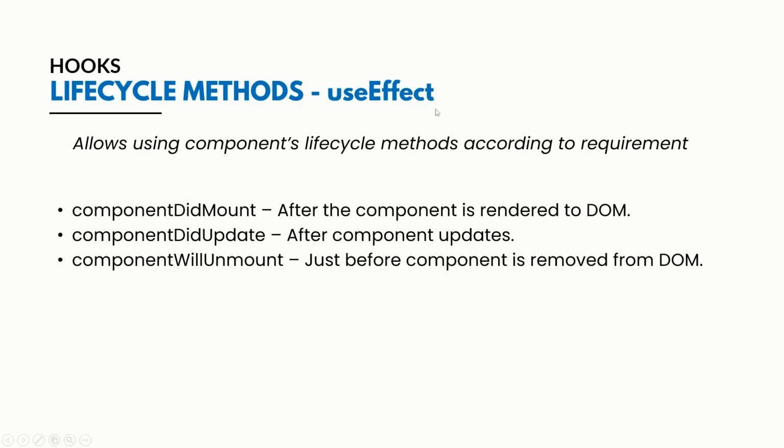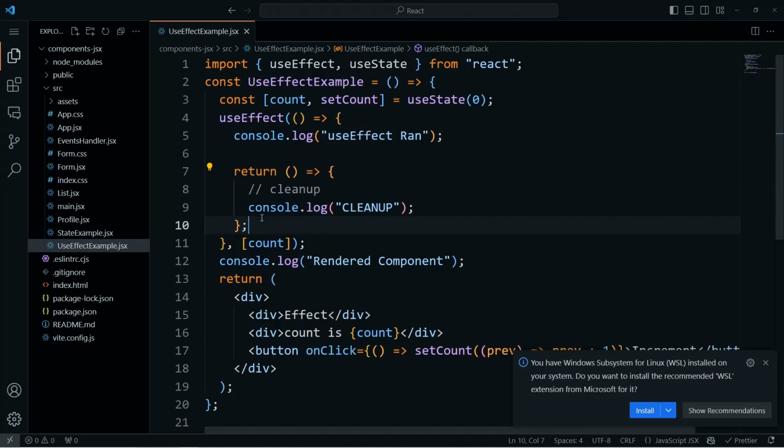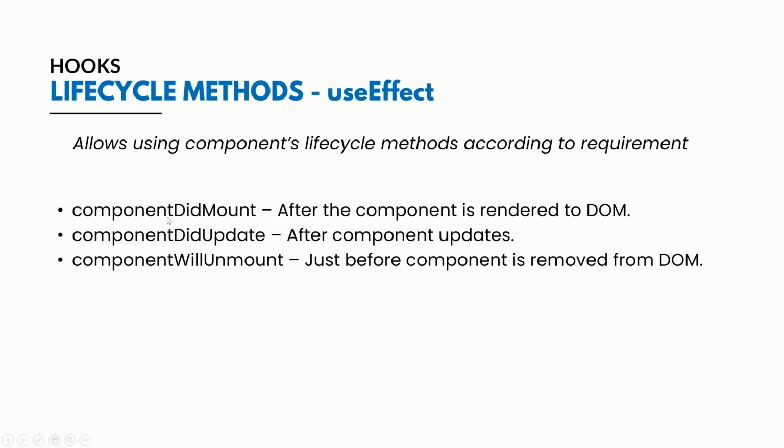And there's another lifecycle function, which is componentWillUnmount. This was the function which runs just before the component is removed from the DOM. Just before the component is removed from the DOM, componentWillUnmount gets executed. And we already did that with the cleanup function. The cleanup function also runs when the component is being unmounted from the browser, from the DOM. So you can see we have already achieved all of these lifecycle methods with the help of useEffect.